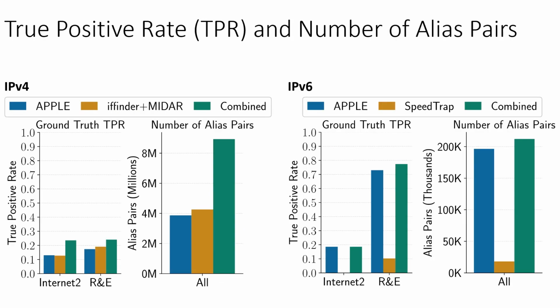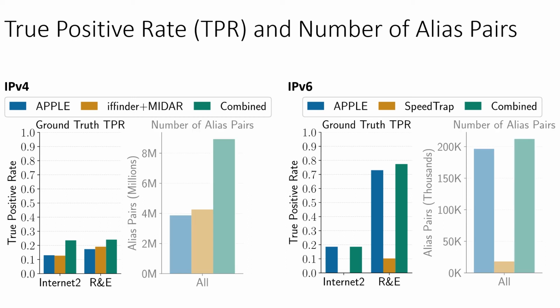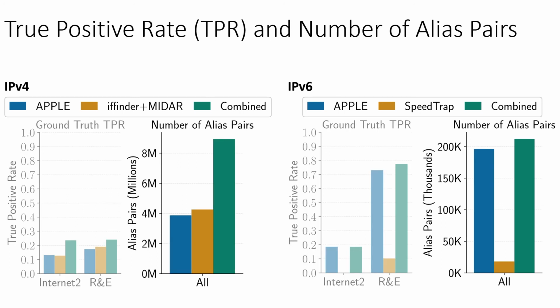So now I can finally show some results for the two ground truth networks. The left graphs for IPv4 and IPv6 show the true positive rates for Apple, the ITDK alias resolution, and the combination of the two. The right graphs show the number of pairs inferred by each alias resolution technique and the value of combining them. There are a few key takeaways, and they all come with the caveat that this is not a lot of ground truth.